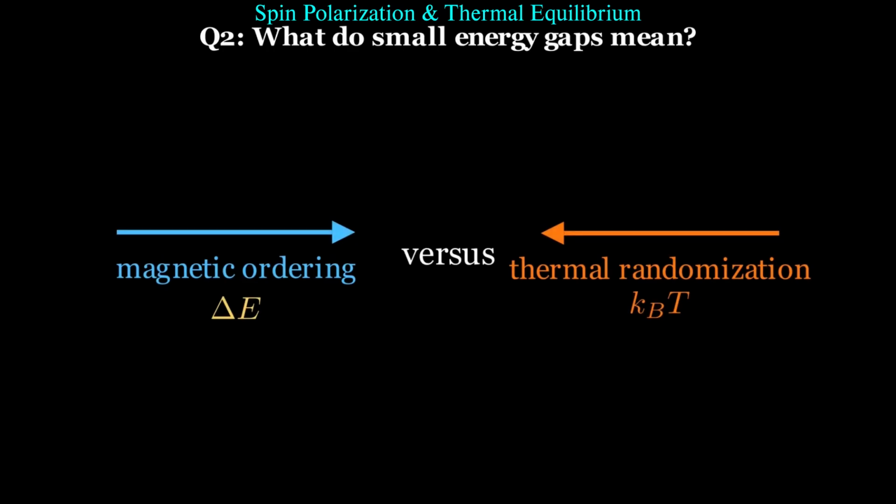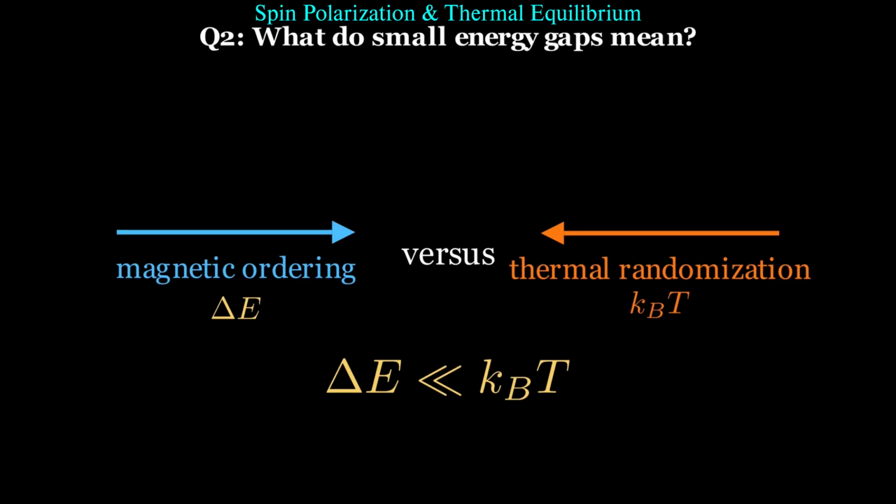But in NMR, E is so tiny compared to kT. So room temperature completely wins this competition and ruins the preference for a lower energy state. The magnetic field is trying to organize the spins, but the thermal energy is constantly pushing them back towards disorder. That's why the population difference is so small.